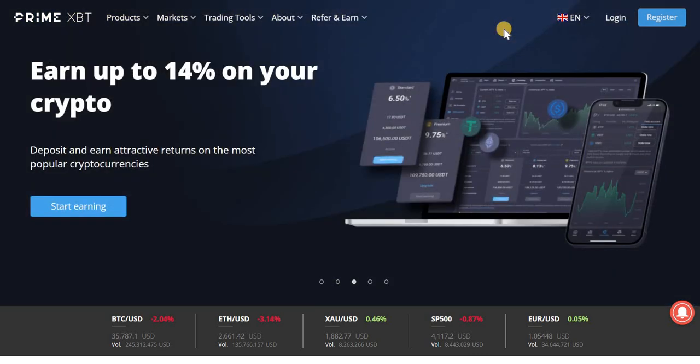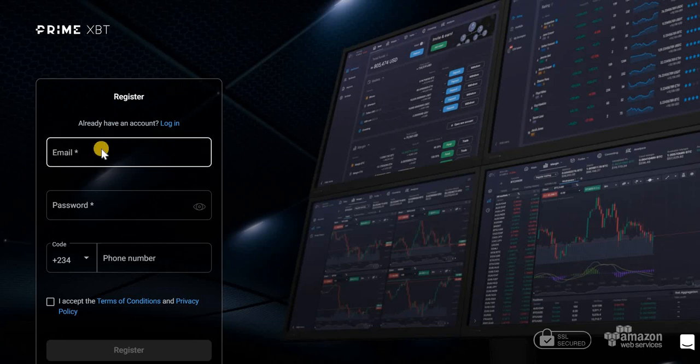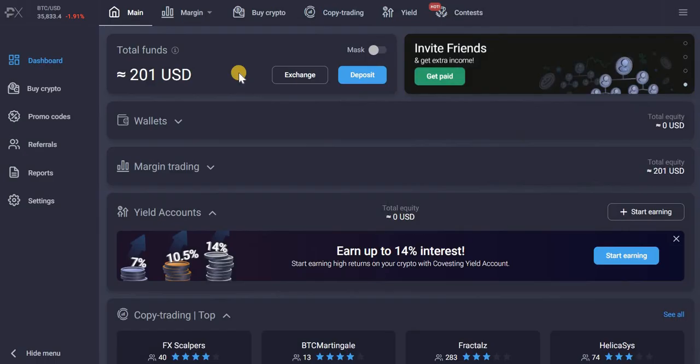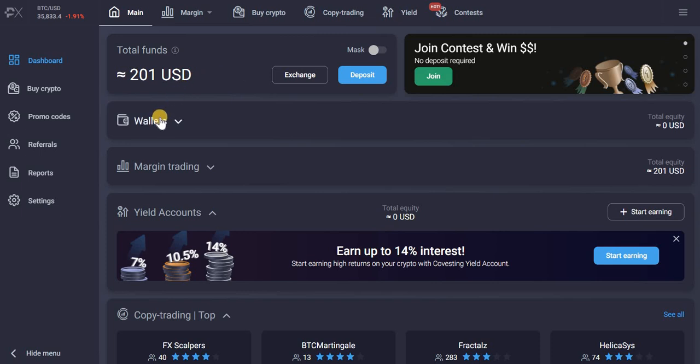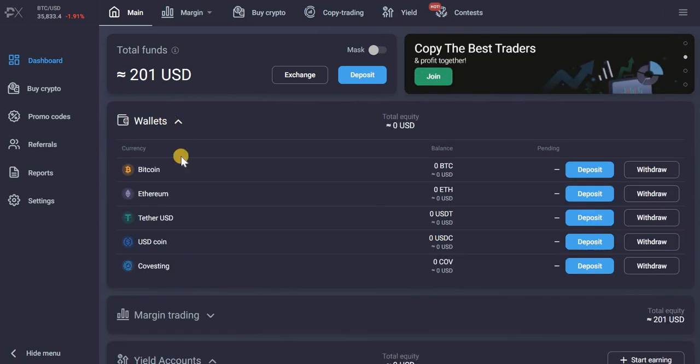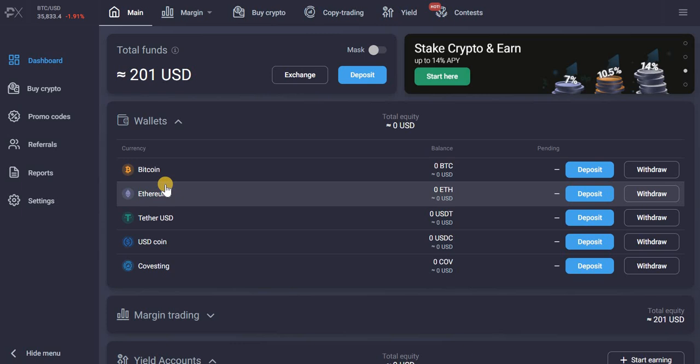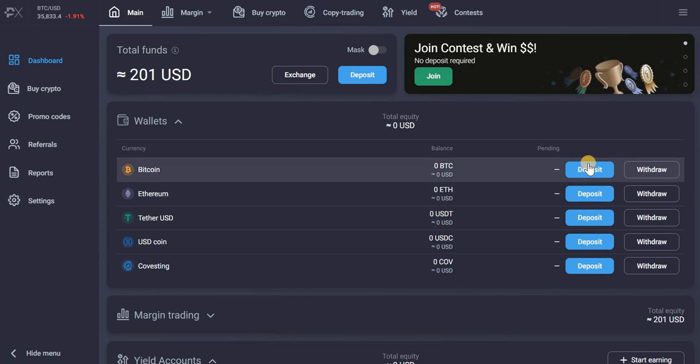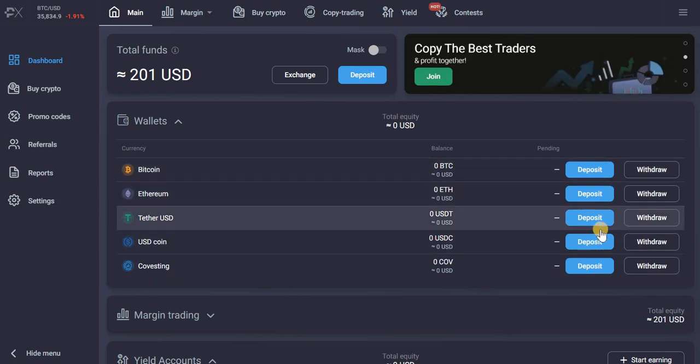To get started, you can go ahead and click on register right here. All you need is just an email address and you can go ahead and create an account on Primexbt. Once you've signed up, this is how your dashboard is going to look like. Over here is the wallet section. If you click on this, these are the different coins that you can deposit on the Primexbt exchange. And to do so, you can simply click on deposit on any of these coins right here.